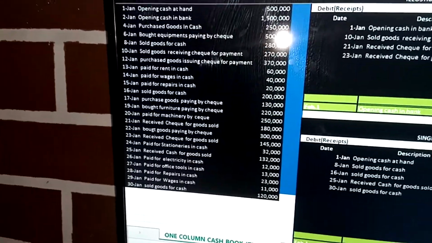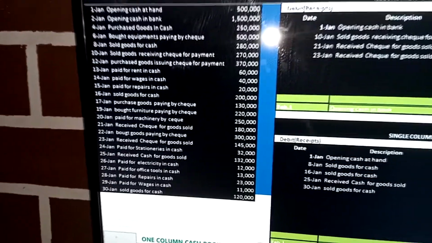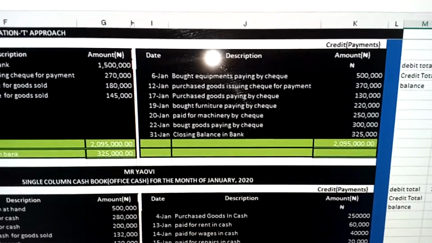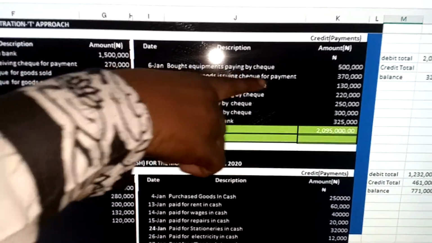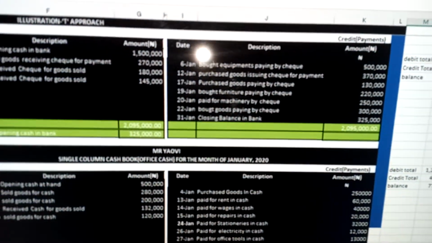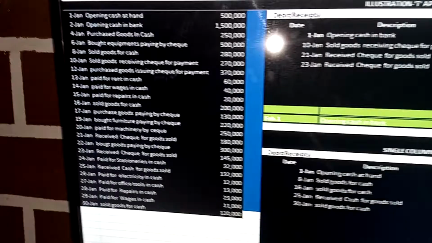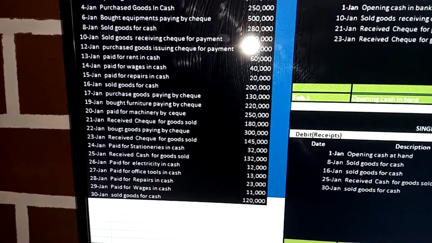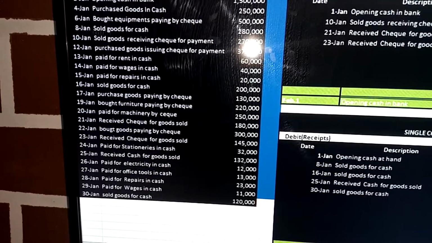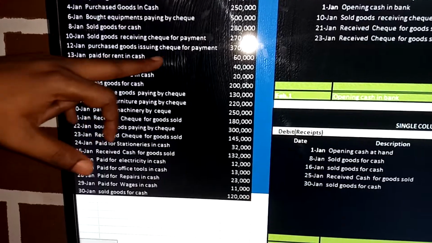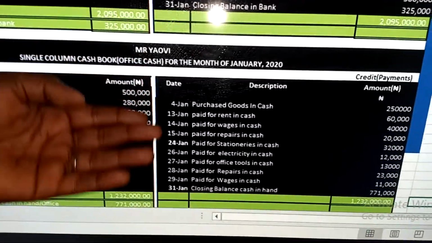So we have 12th of January, purchase goods issuing check for payment, 370,000. That will be going to the bank side because we are actually issuing check. That's payment. So we have 12th January, purchase goods issuing check for payment, 370,000. The next one here, that's 13th of January, paid for rent. 60,000. Now paying for rent in cash, so that will affect cash. So we'll come here, 13th of January, we have paid for rent cash, 60,000.